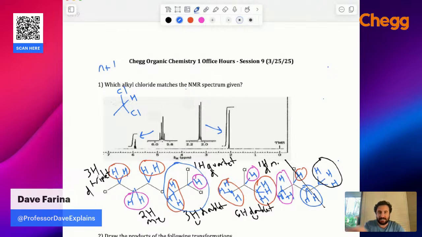So if something is not chiral, it won't rotate plane polarized light. It won't be optically active. Or if it is chiral, but it exists as a racemic mixture, then it will not be optically active. If instead it is chiral and it is enantiomerically pure, then it will be optically active and it will rotate plane polarized light to some extent. And we can use that angle to make assessments about the optical purity of a sample.